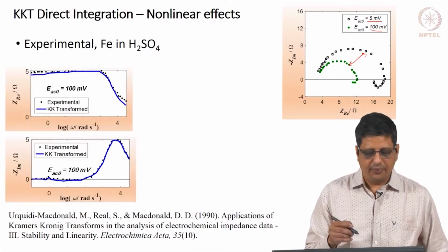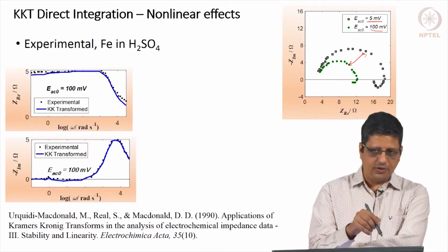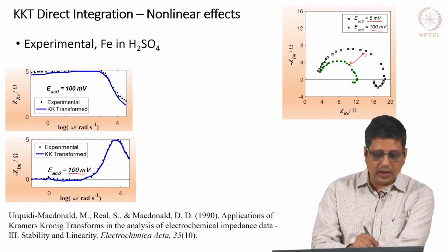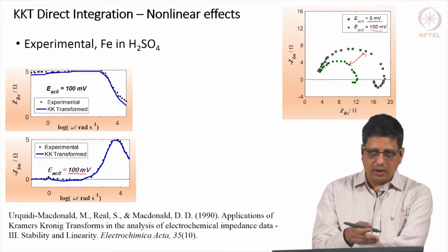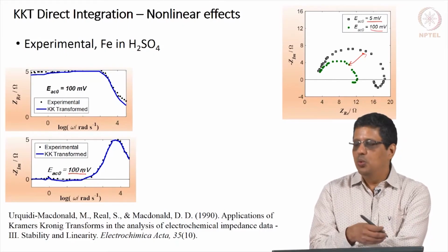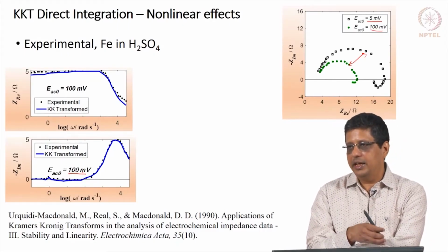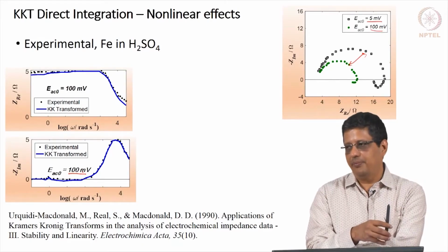However, if you do the transform, you will find that they more or less overlap for the 100 millivolt data. 1 millivolt data also will show they overlap, which means you cannot rely on KKT to always detect the problem.